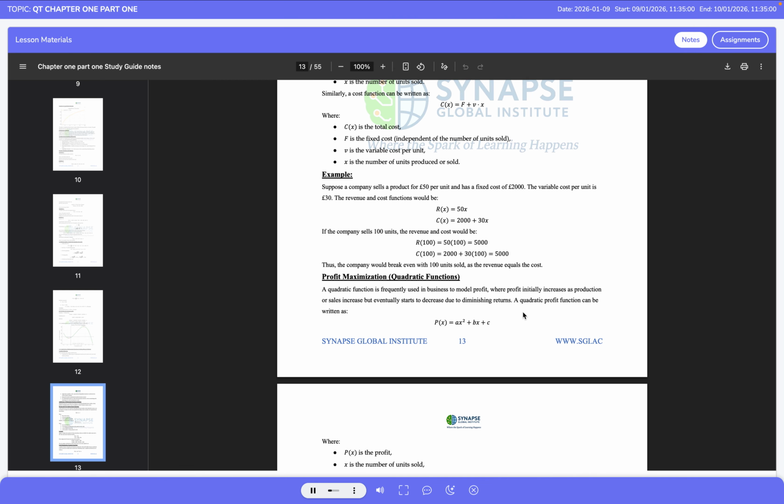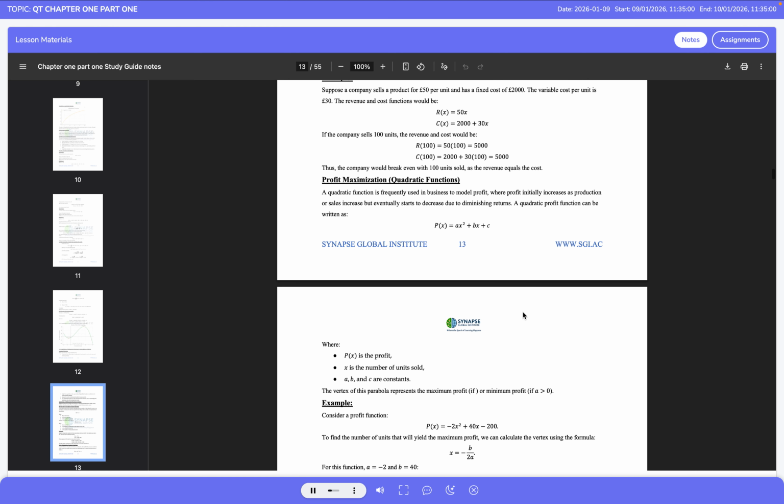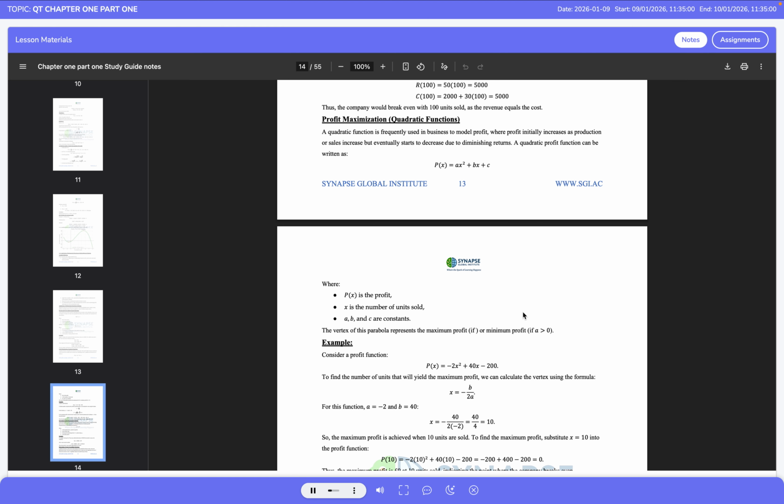We now turn to profit maximization using quadratic functions. A quadratic function is frequently used to model profit, because profit often increases as sales increase, reaches a maximum point, and then begins to decrease due to diminishing returns. A quadratic profit function can be written as P(x) = ax² + bx + c, where P(x) is profit, x is the number of units sold, and a, b, and c are constants. The vertex of the parabola represented by this function gives the maximum profit when a is negative, or the minimum profit when a is positive.